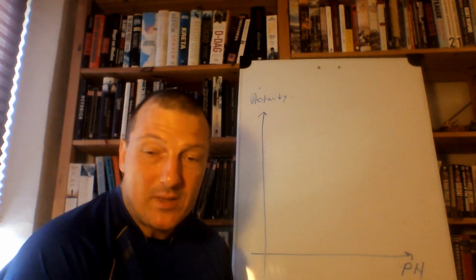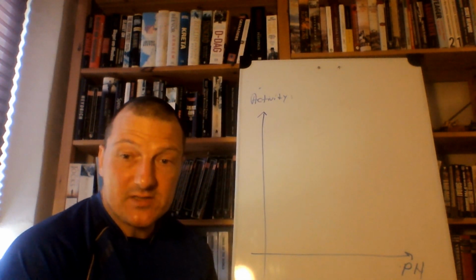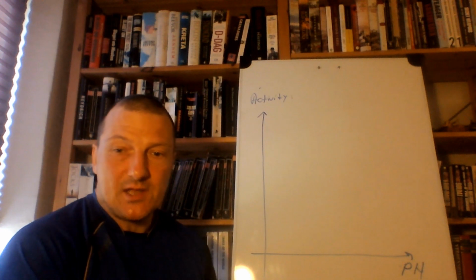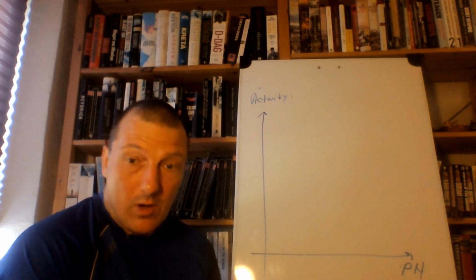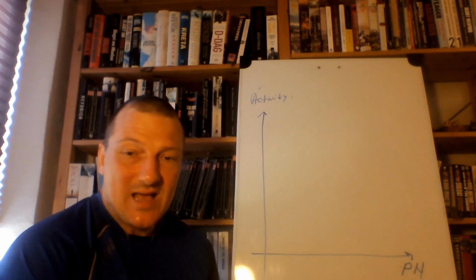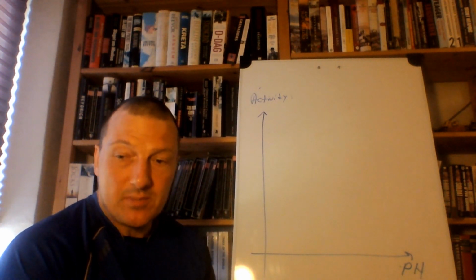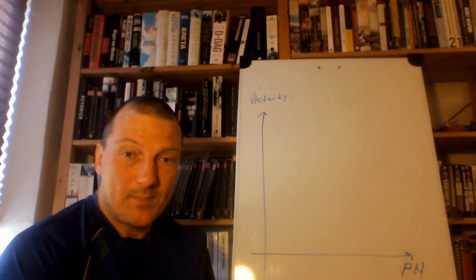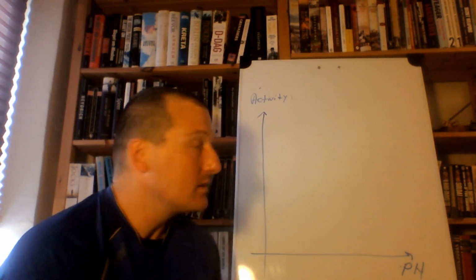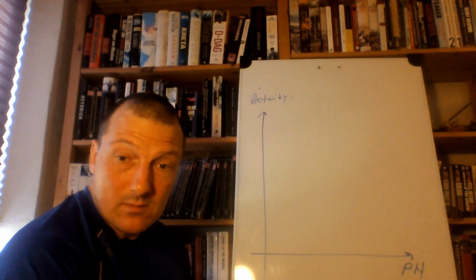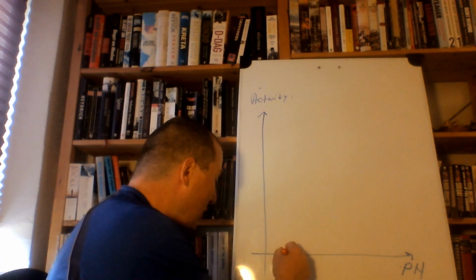If we look at pH and activity of enzymes, this also has a huge influence. So most, if not all, enzymes have an optimal pH. This is a pH where they tend to function the best. So for example, an enzyme like pepsin, which works in our stomach, is very good at a low pH.